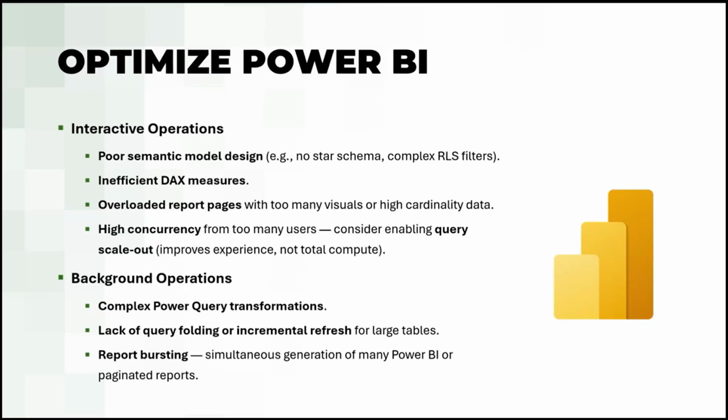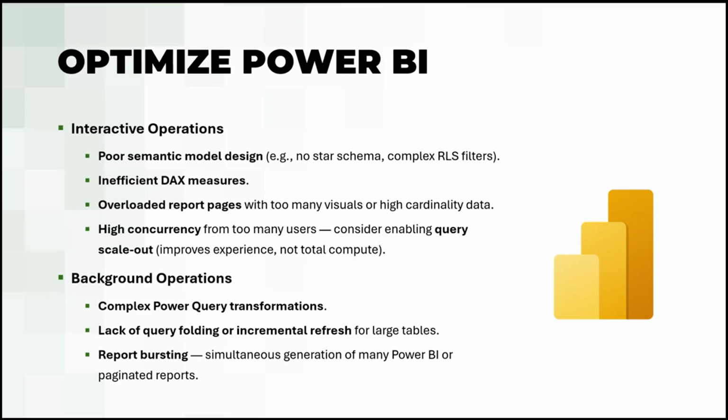Optimize Power BI. It's split up into interactive operations and background operations. For interactive operations, look at the full model design: get the right people involved and remove complex design where possible. Inefficient data measures: help people use DAX correctly, or even use calculation groups to improve on the data. Overloaded report pages: keep to six to eight pages so you don't have visualizations all over the place. And with high concurrency, where you've got too many users, consider enabling query scale-out.